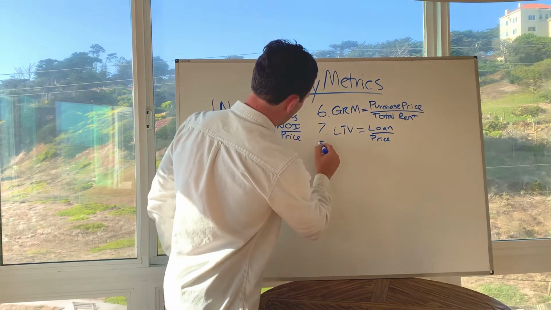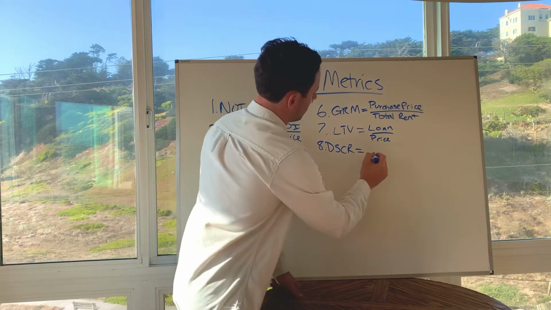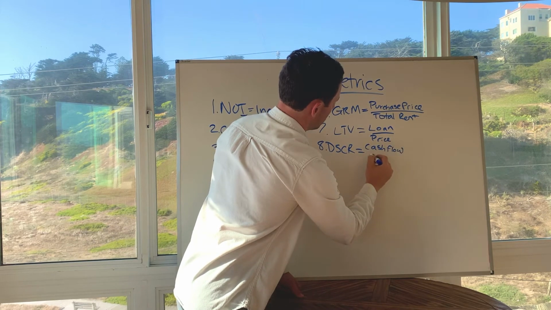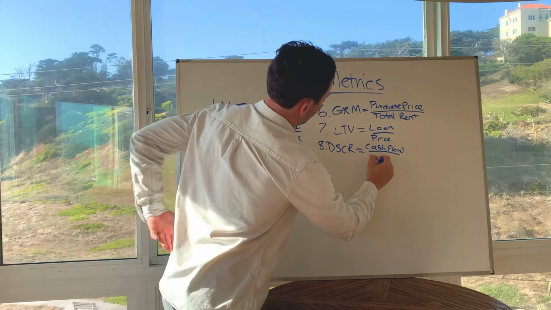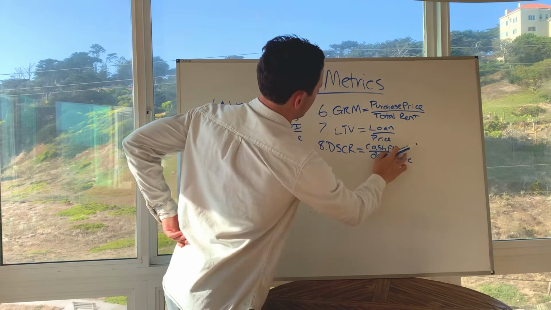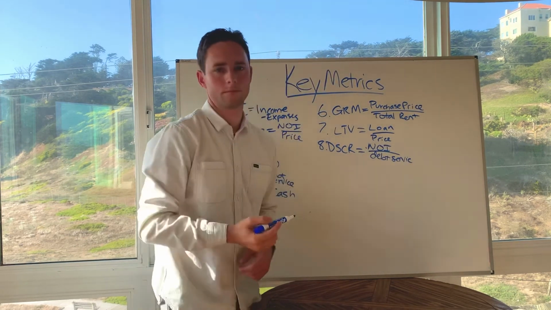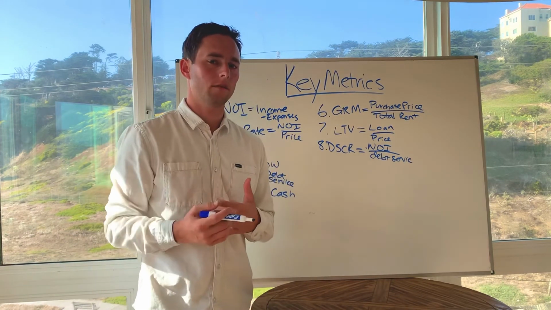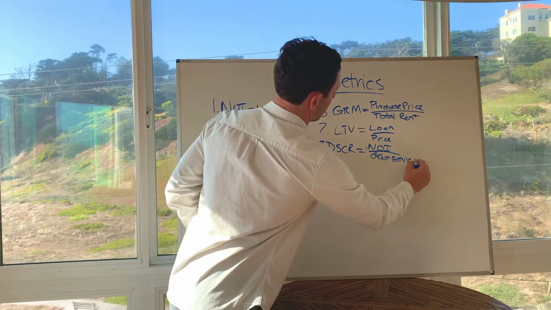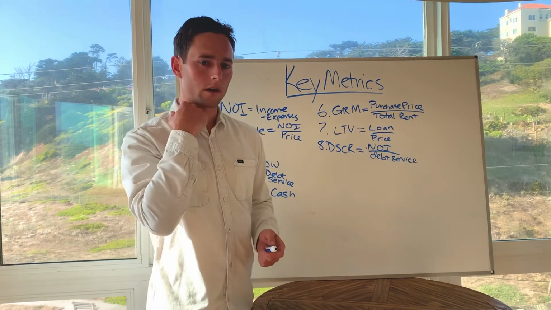The next is the debt service coverage ratio, which is net operating income divided by debt service. So this shows you how much extra you're gonna have left over after paying the loan, and you want to make sure that this number is typically above 1.25. That's what the banks will usually require.